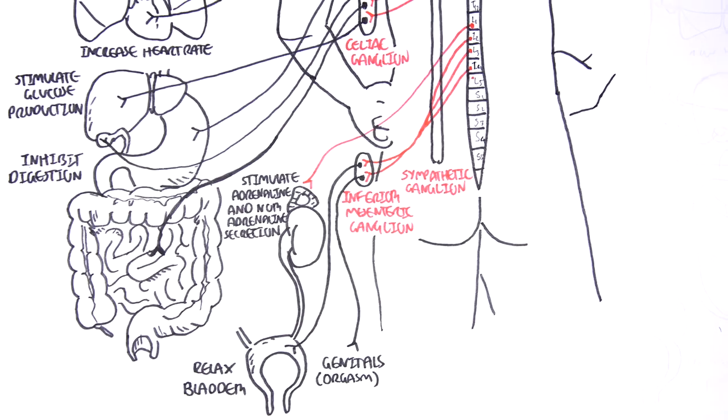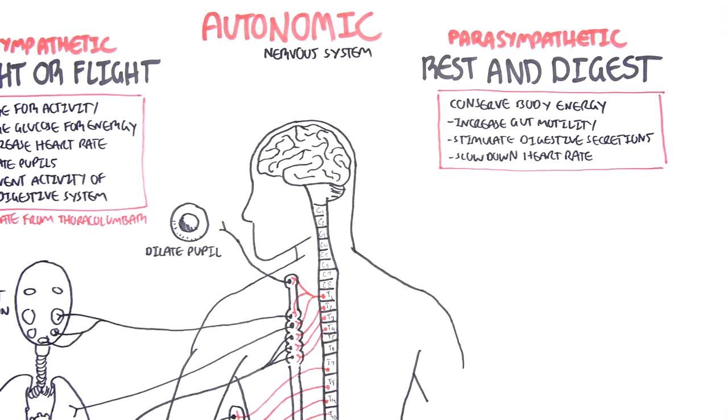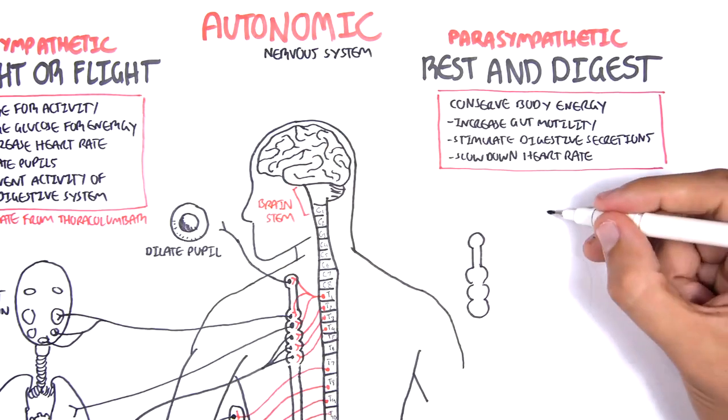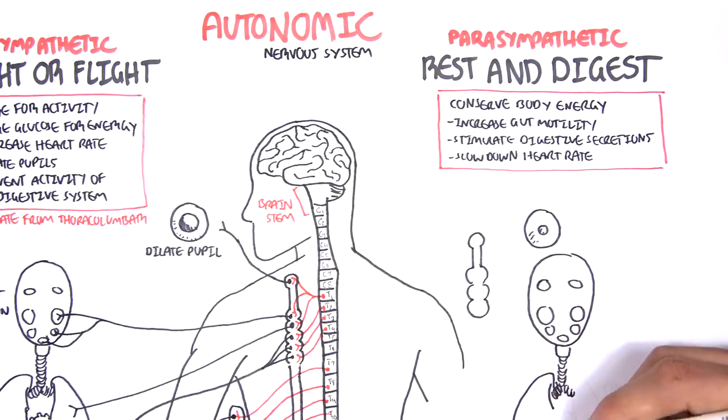Looking at the parasympathetic now, it's all to do with resting and digesting. This parasympathetic activity is what occurs after we eat and we're just resting, lying down. For the parasympathetic nervous system, we have to introduce the brainstem, because a lot of parasympathetic nerves arise from the brainstem, as well as the sacral region of the spinal cord.